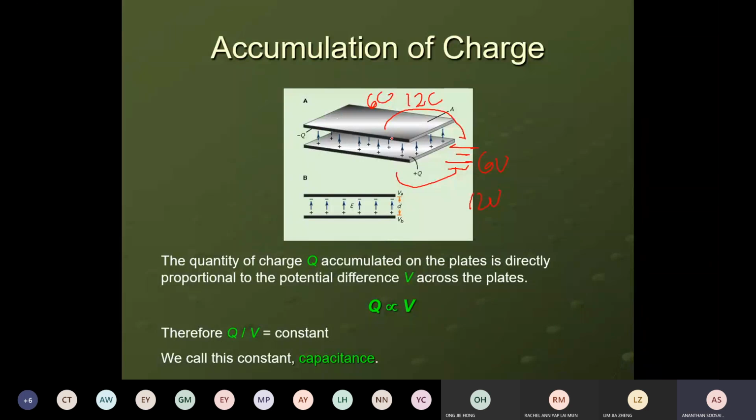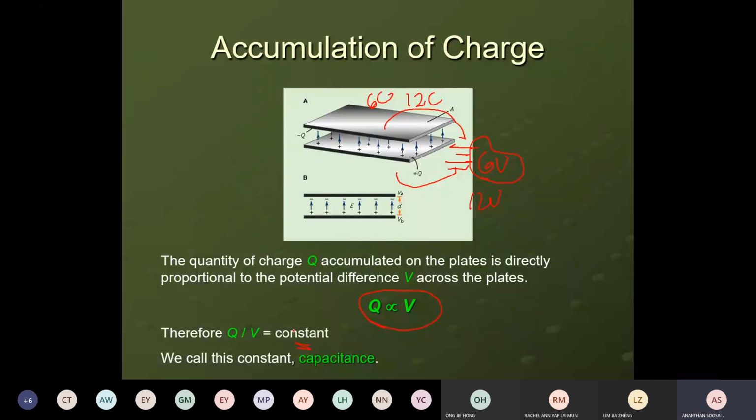The amount of charge stored in the capacitor depends on how much voltage you supply to it, the voltage you connect to it. That leads to the first formula for a capacitor. The amount of charge stored is proportional to the voltage applied across the plates. Q is proportional to V. Mathematically, Q over V must be constant, right? Q over V is constant.